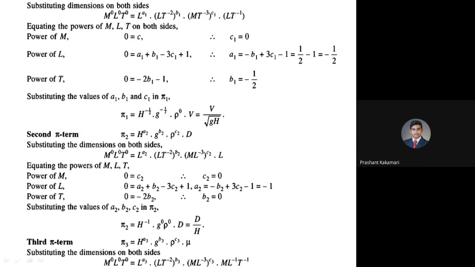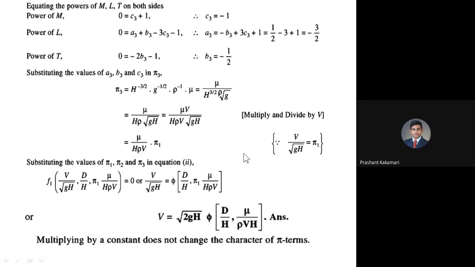Pi 2 term is d by h. Here, d by h. Pi 3 term is, finally we got it, mu by rho vh into pi 1. Like this we got here, pi 1 into mu divided by rho v h. Now from this we need to find out v, correct? So whichever term has v in the numerator, they have taken on the left hand side, that is pi 1. So pi 1 equal to function of what they are finding. Now they will replace all the terms to find only the v. So v equal to, see the replacements they have done, v equal to square root of 2gh.